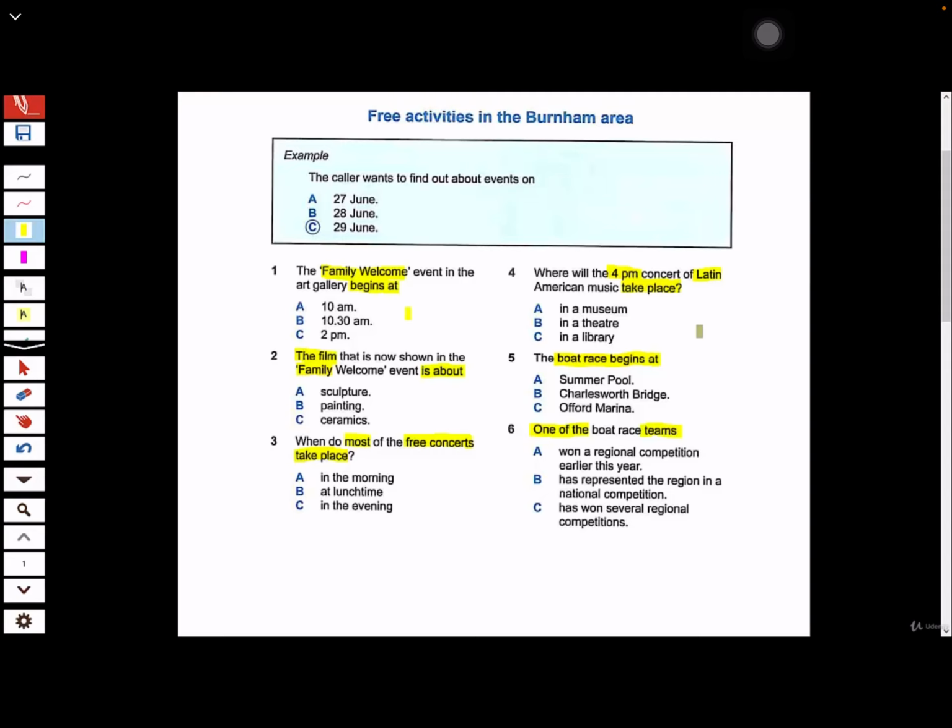But in terms of strategy and being able to connect answer choice to synonym language from keywords in the question, that remains the same. Okay, so for this one, I've highlighted the keywords that I'm going to be listening for. Begins at, is about, most of the free concerts, when do they take place? Where will the 4 p.m. Latin concert take place? What time does the boat race begin, or where does the boat race begin? Because we're dealing with places. And we have to listen about one of the boat race teams. What's going on with one of the teams? All right, so let's go ahead and listen. And I'm going to answer these questions now, and you can watch me go through the process.